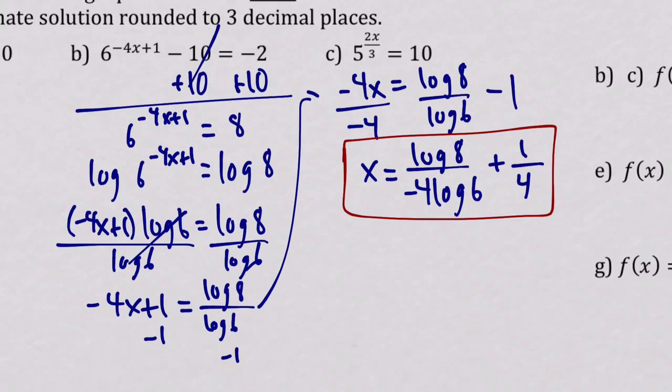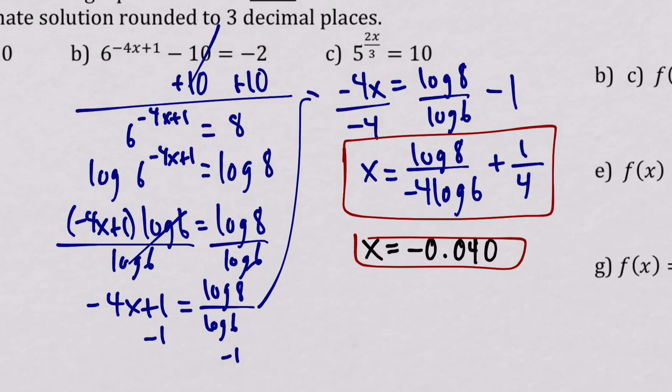The rounded answer to 3 decimal places means punch it into a calculator. So let's see what my calculator says here. So the calculator says x equals negative 0.04, 3 decimal places, so 0.040. There you go. That's your approximate answer.